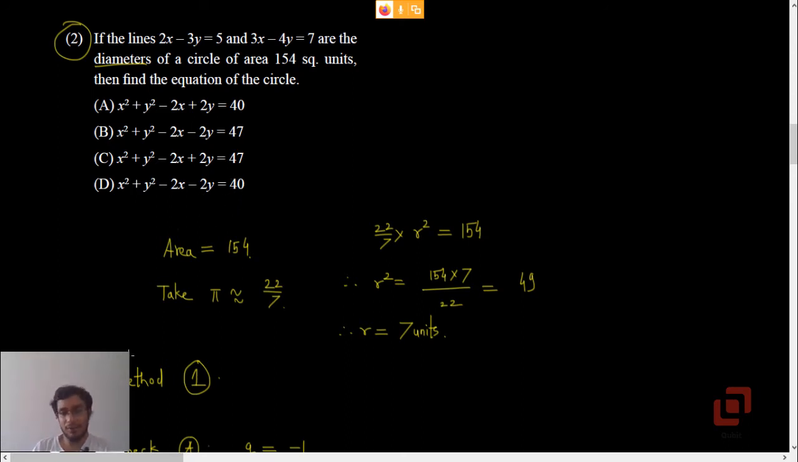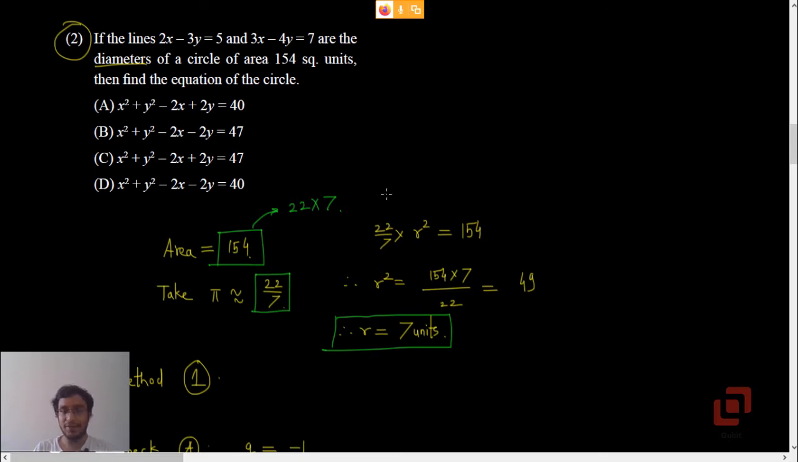First thing that we notice, the area of the circle. Area of the circle is given as 154 square units, and we observe that 154 is actually the product of 22 and 7. So we are going to make use of this approximate value of pi which you were using in the school. That was 22 by 7. This is approximate value of pi, not the exact value of pi, and from this we can easily find the radius of the circle.